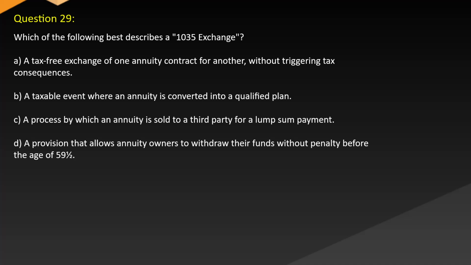Question 29. Which of the following best describes a 1035 exchange? A. A tax-free exchange of one annuity contract for another without triggering tax consequences. B. A taxable event where an annuity is converted into a qualified plan. C. A process by which an annuity is sold to a third party for a lump sum payment. D. A provision that allows annuity owners to withdraw their funds without penalty before the age of 59½.